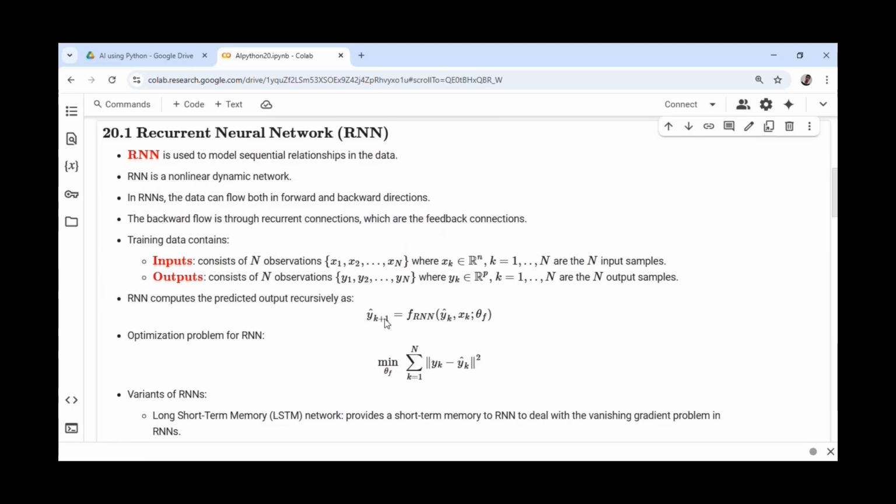Then the optimization problem for RNN is to find the optimal values of the parameters theta f, which minimize the prediction error over the samples.